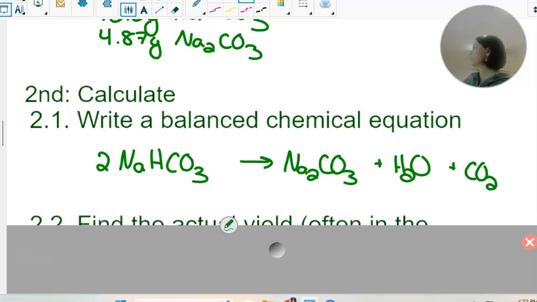So 2 sodiums, 2 sodiums. Then let's do carbon next, 2 carbons, 2 carbons. And then let's do hydrogens. I have 2 hydrogens, 2 hydrogens on the product. And then let's do oxygen, I have 6 oxygens. And on the product side, 3 plus 1 plus 2, 6.